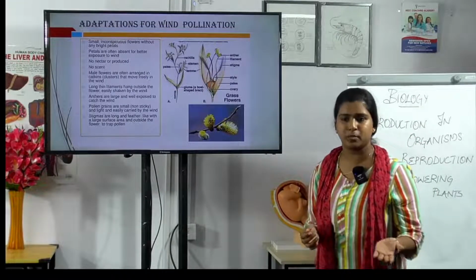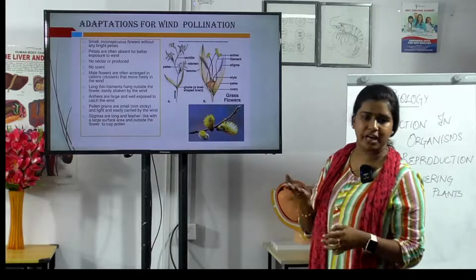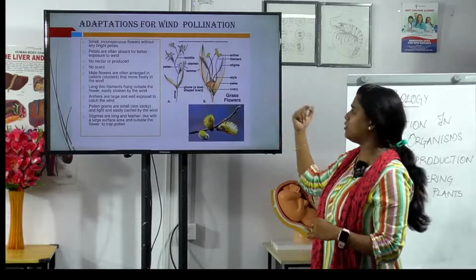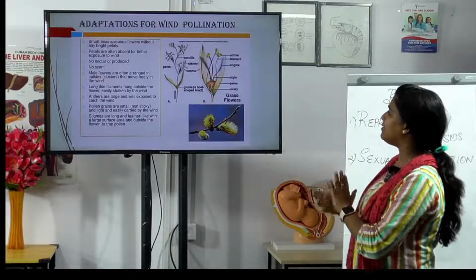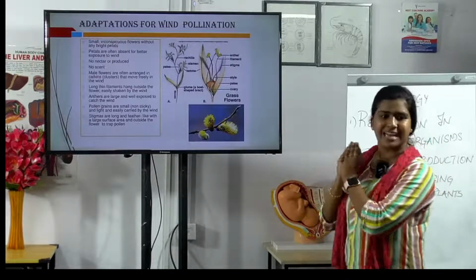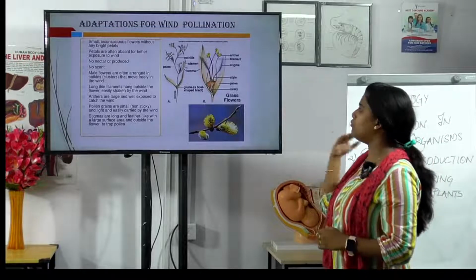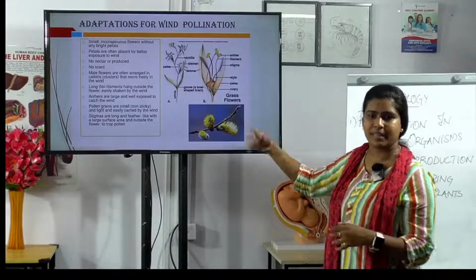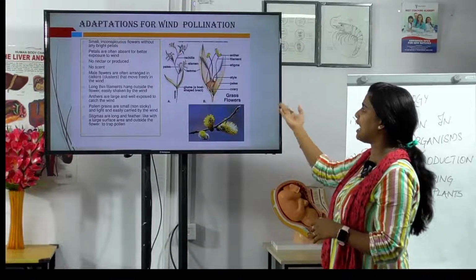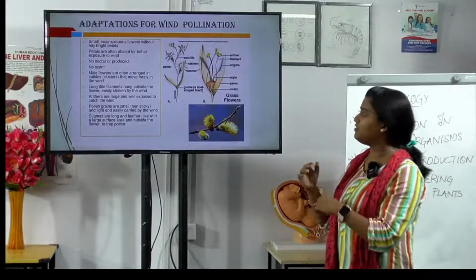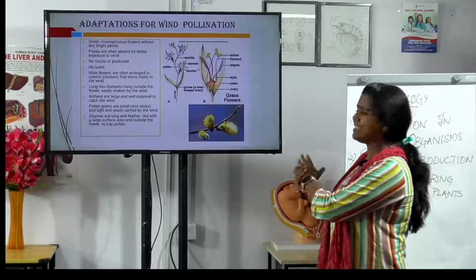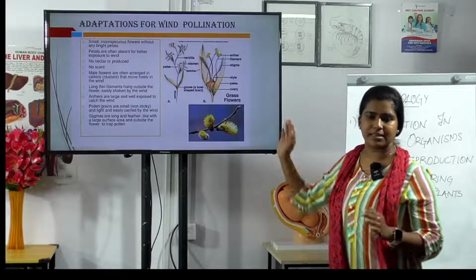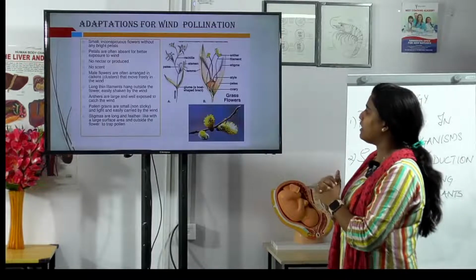If petals are there they would be a little heavy, right? So they are mostly absent. No nectar and no scent, and the male flowers are arranged in catkins, that is in clusters, and they move freely in the wind. If they are in a group they can easily travel, and they have long thin filaments that hang outside the flower and are easily shaken, so as soon as the wind blows the pollen falls. That is how they are designed, and anthers are very large and well exposed to catch the wind.